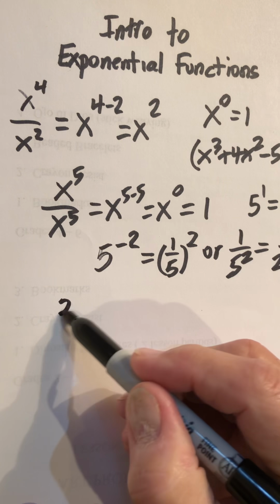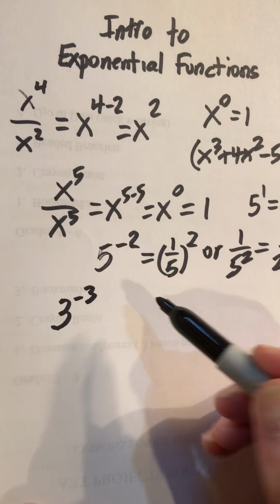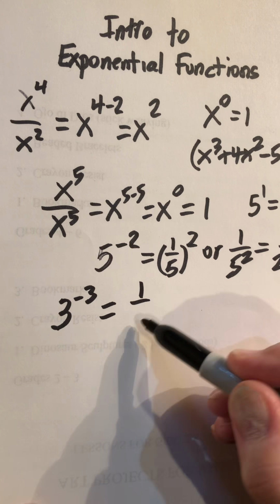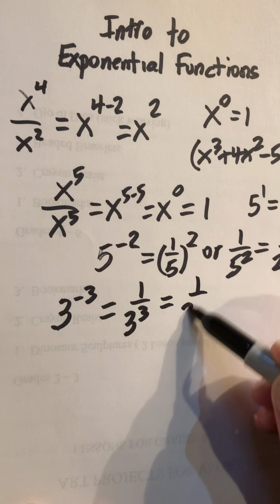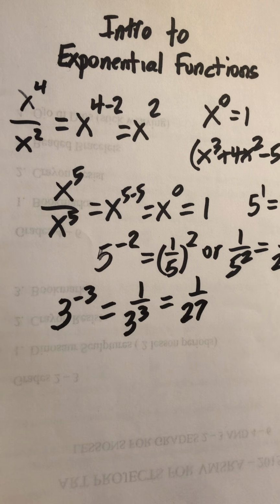So what would be 3 to the negative 3? That would be 1 over 3 cubed, which is 1 over 27. Got it?